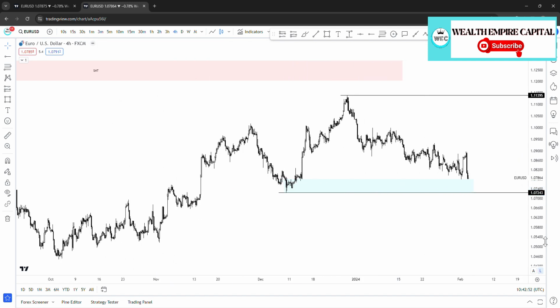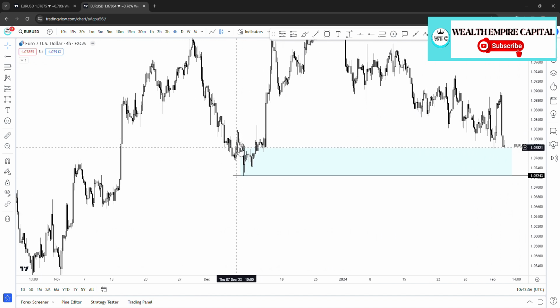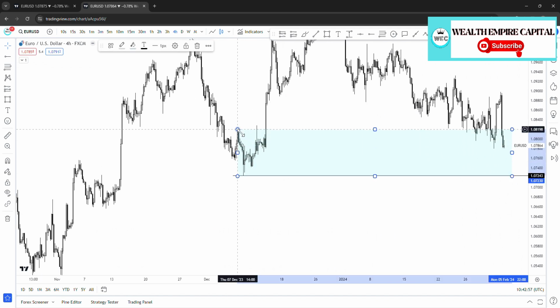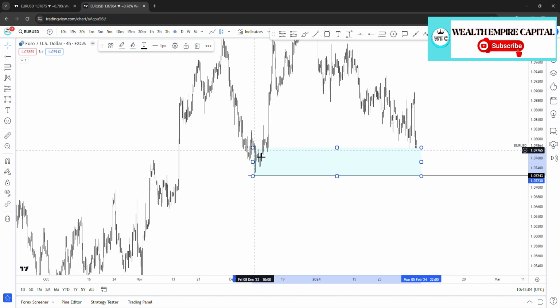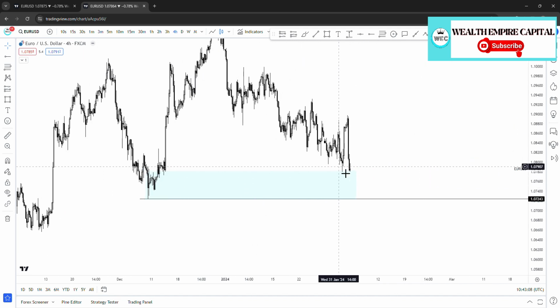So stepping onto H4, this is how my POI is going to look. This is going to be like a range POI. But if you still want to maintain whatever we're looking at, then we're going to have this as your POI. And as you can see, price has tapped into this once and twice.